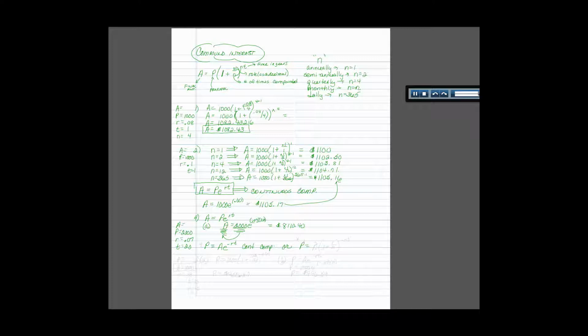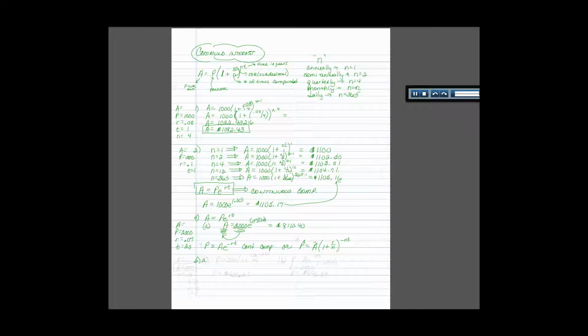That formula is P equals A times (1 plus r over n). Notice it's almost the same. We just flipped the A and the P, but then it's to the negative nt. So let's take an example. Example 5 says a zero coupon, non-interest-bearing bond can be redeemed in 10 years for $1,000. How much should you be willing to pay for it now if you want a return of 8% compounded monthly? We're going to figure that first.